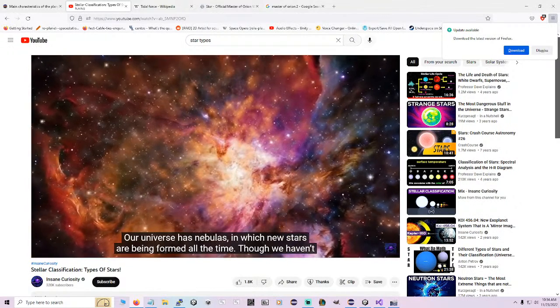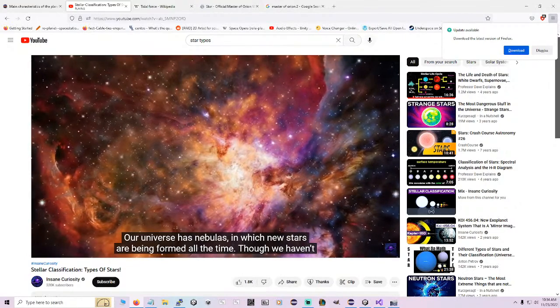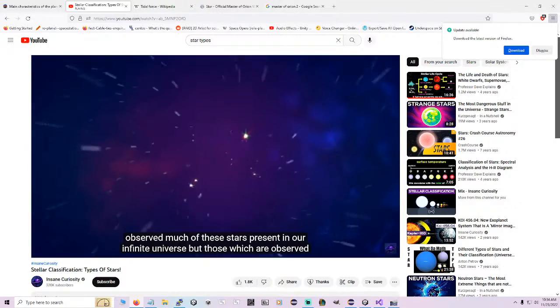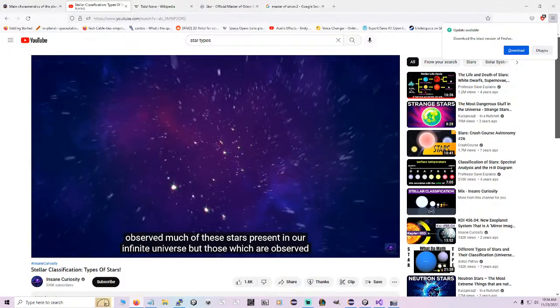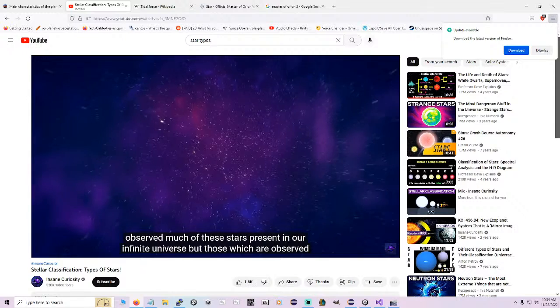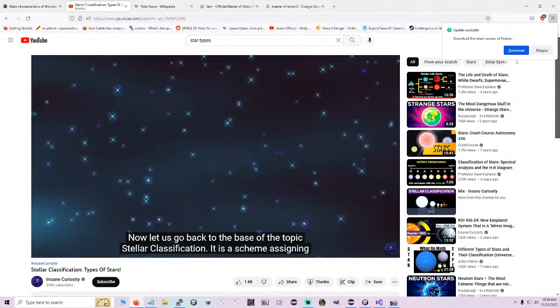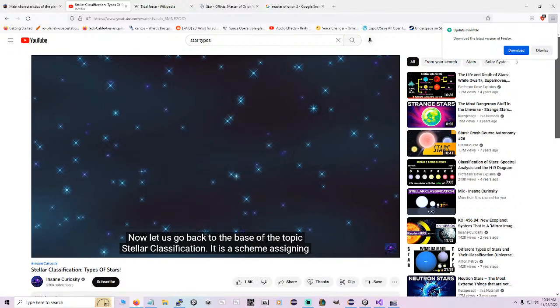Our universe has nebulas, in which new stars are being formed all the time, though we haven't observed much of these stars present in our infinite universe. But those which are observed give a good idea of their composition and properties. Now let's go back to the base of the topic, stellar classification.